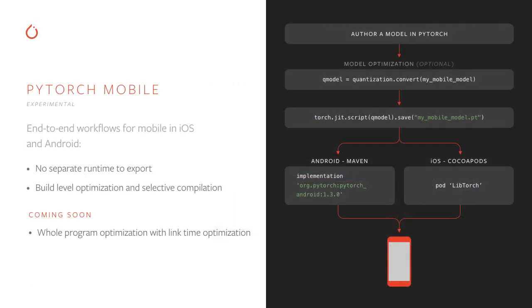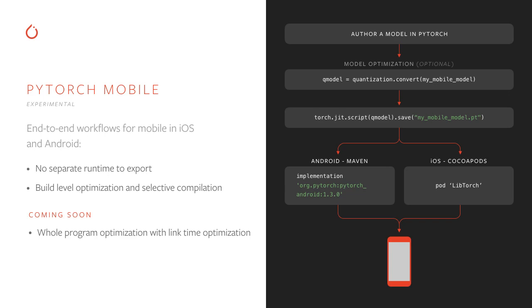PyTorch Mobile. So we announced PyTorch Mobile in 1.4, and this is an end-to-end workflow for iOS and Android. Again, there's no separate runtime to export. We're going to be supporting build level optimization and selective compilation, which was actually added in 1.4. We will add things like whole program optimization with link time optimization in a future release.